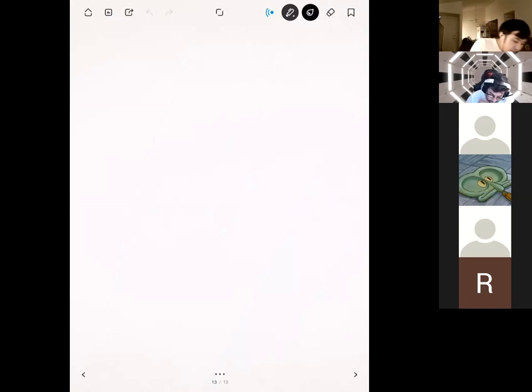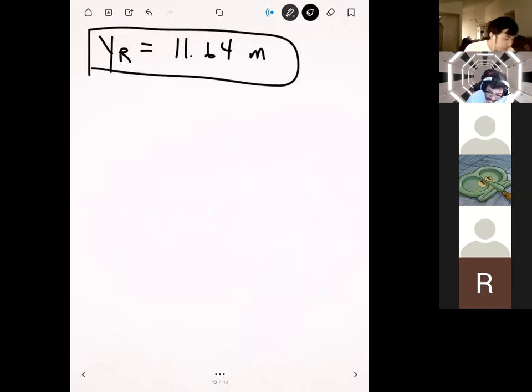Okay, so if we plug in all the numbers, we get YR is equal to 11.64 meters. Okay. And so along the Y axis, then the location of the centroid is going to be 11.64. And so let's visualize that. And so we have our gate here.